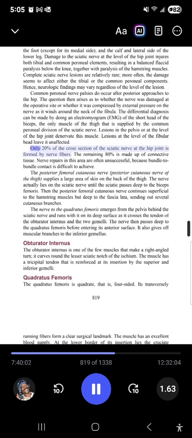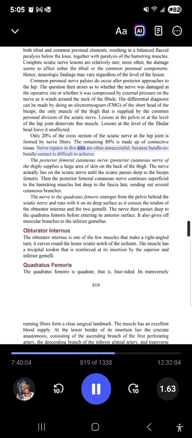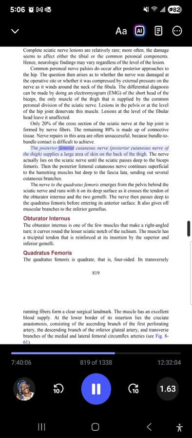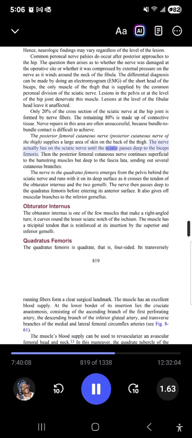Only 20% of the cross-section of the sciatic nerve at the hip joint is formed by nerve fibers. The remaining 80% is made up of connective tissue. Nerve repairs in this area are often unsuccessful because bundle-to-bundle contact is difficult to achieve. The posterior femorocutaneous nerve of the thigh supplies a large area of skin on the back of the thigh. The nerve actually lies on the sciatic nerve until the sciatic passes deep to the biceps femoris.